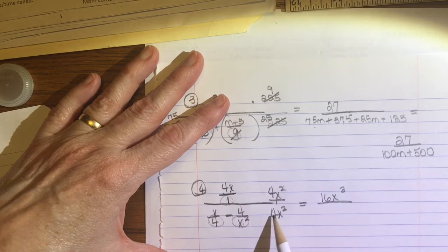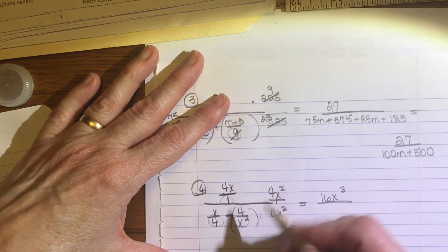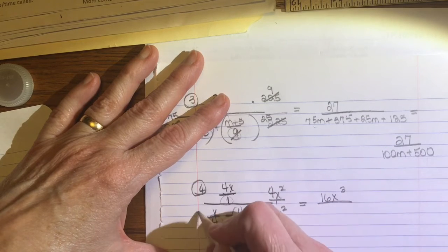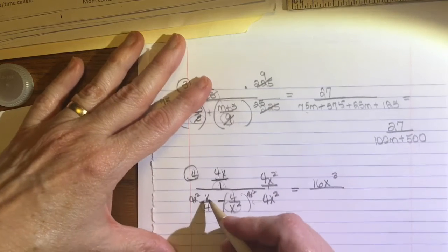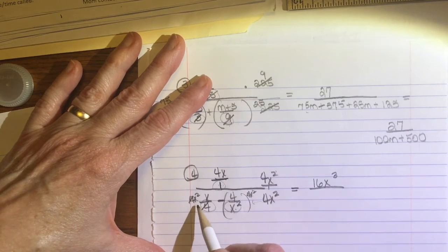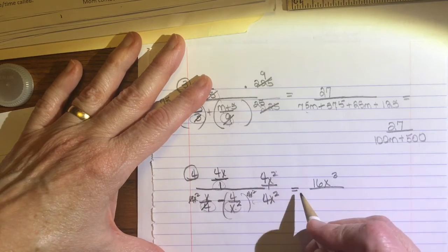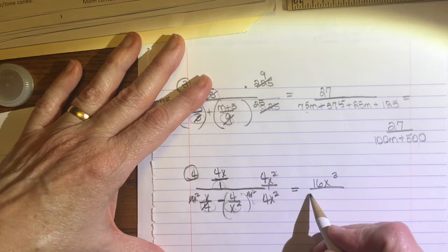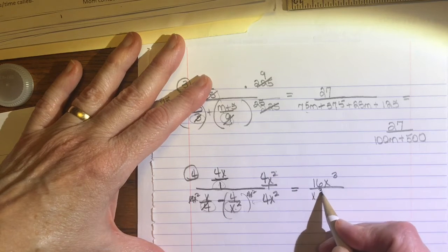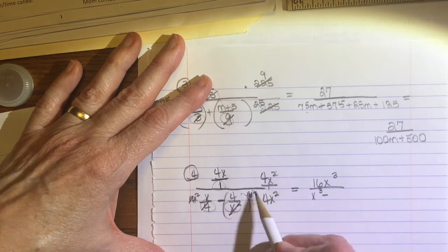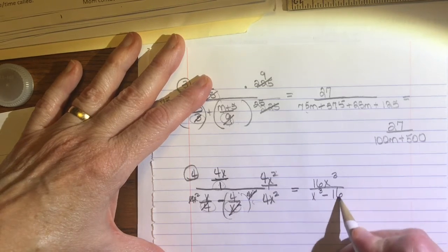And then on the bottom, when I distribute this 4x squared, my 4's cancel and leave me x cubed. And my x squareds cancel and leave me minus 16.